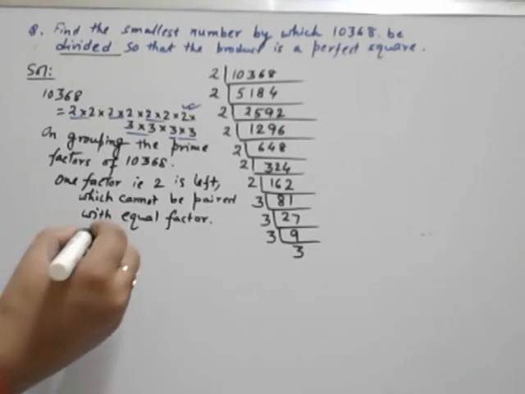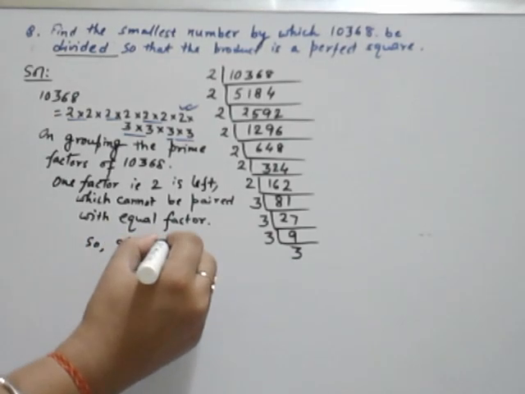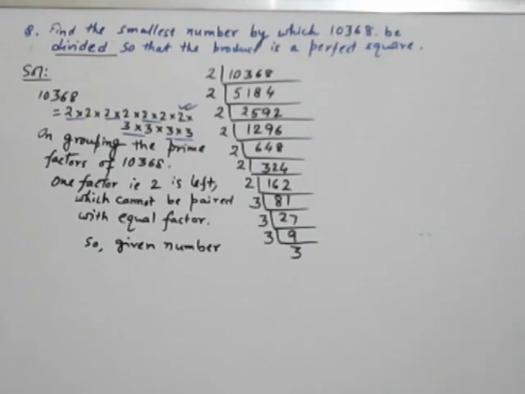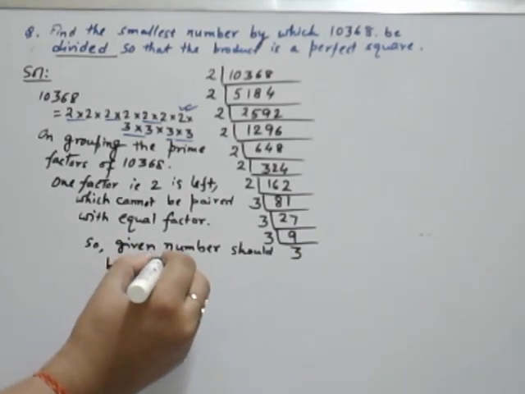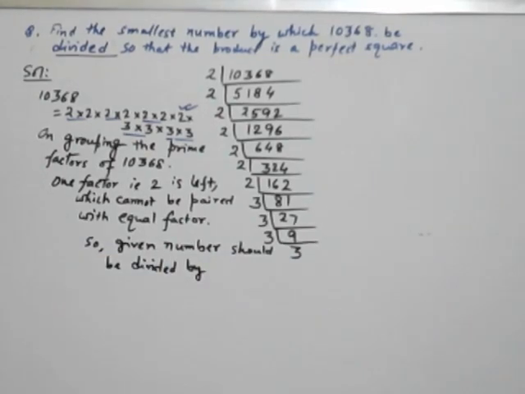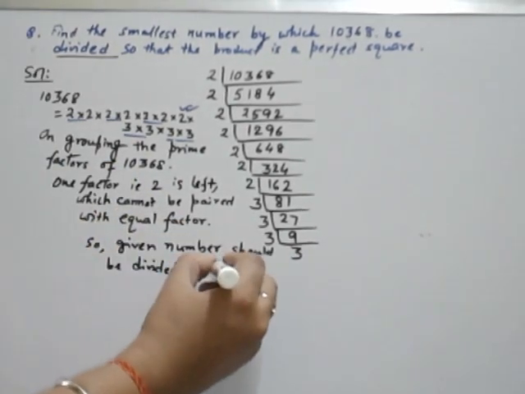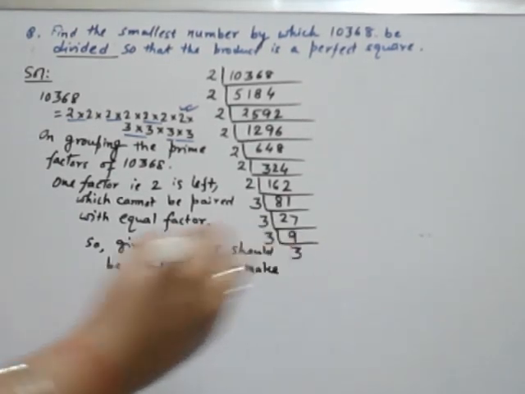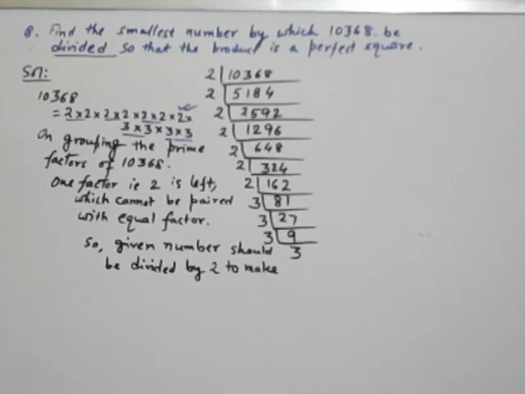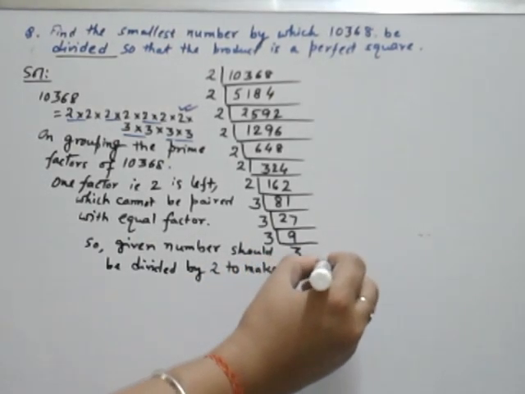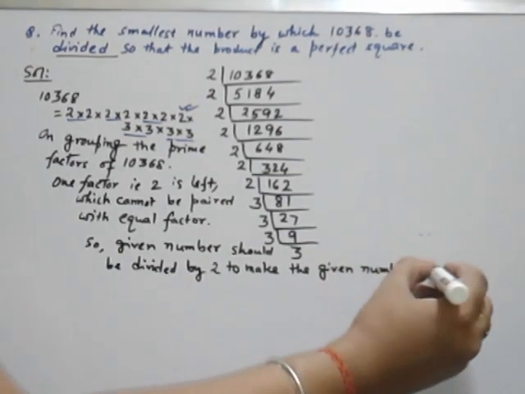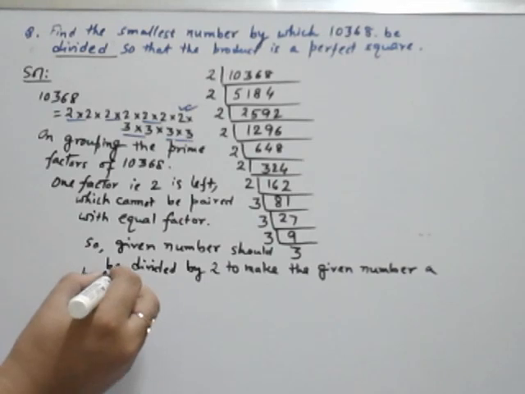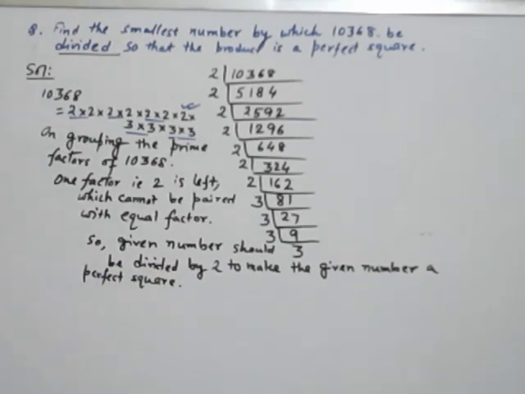So given number should be divided by two to make the given number a perfect square. So the required smallest number is 2.